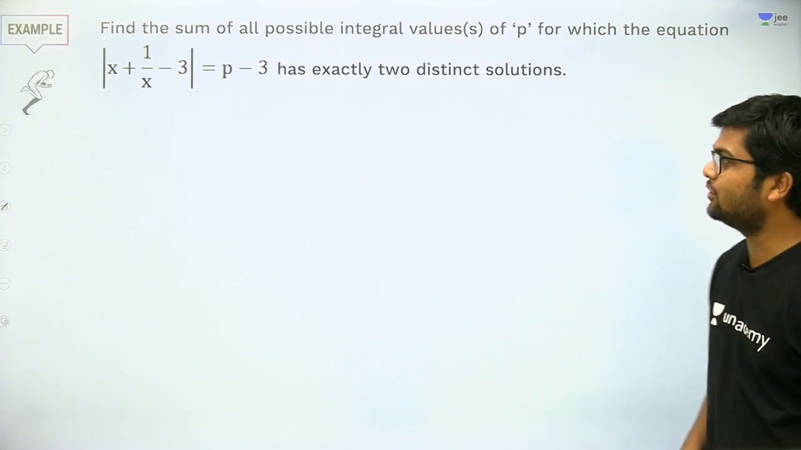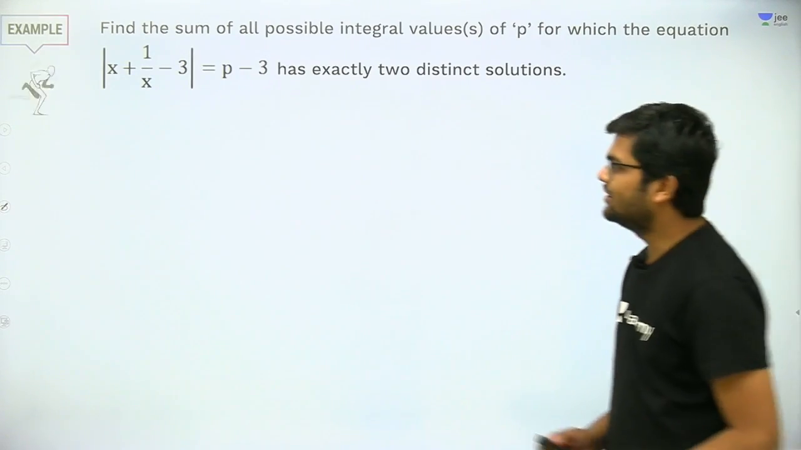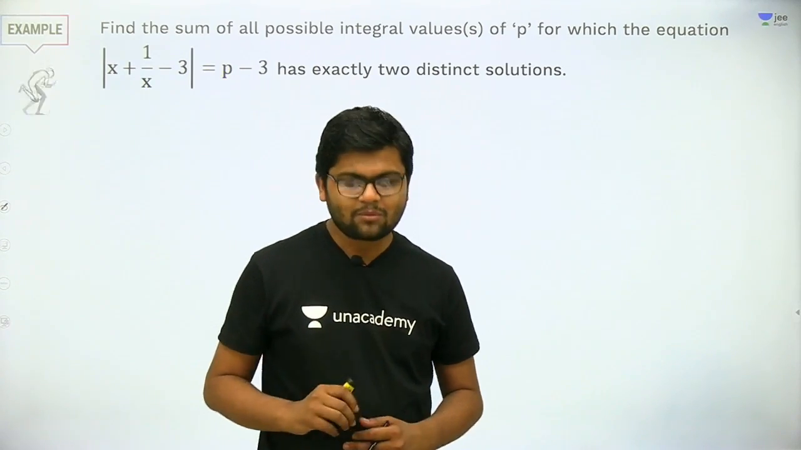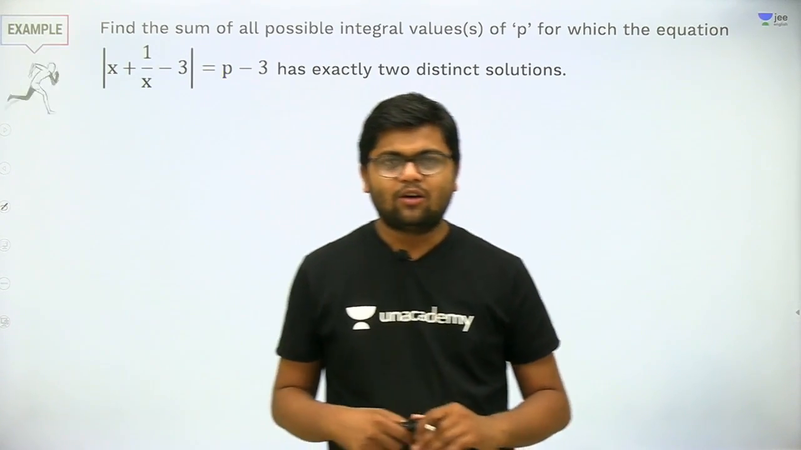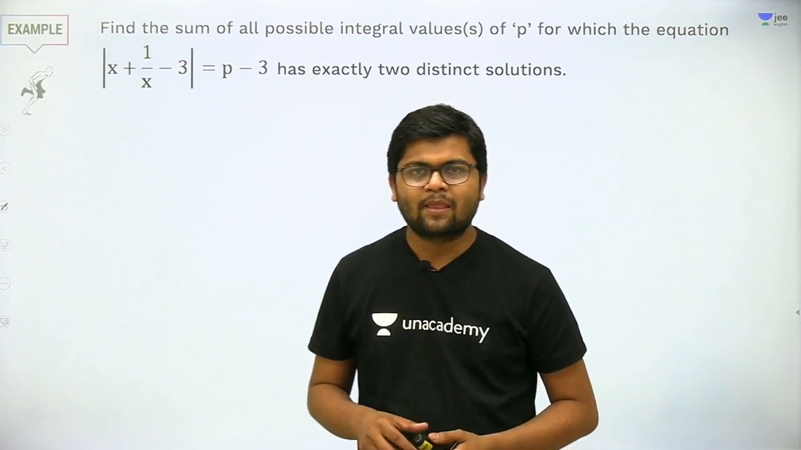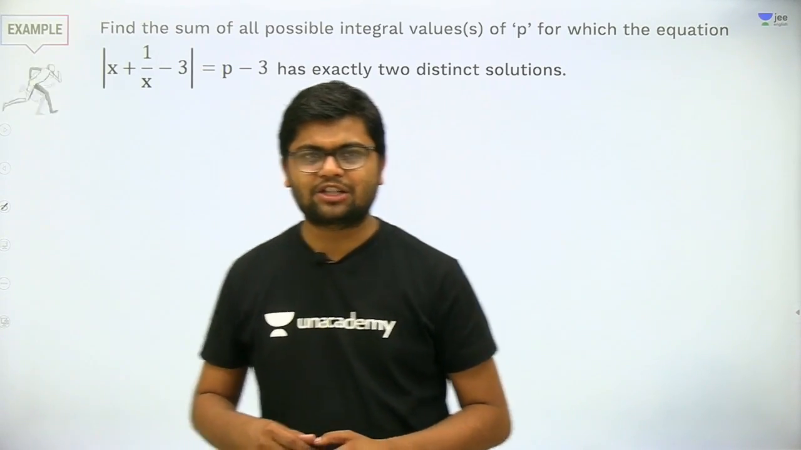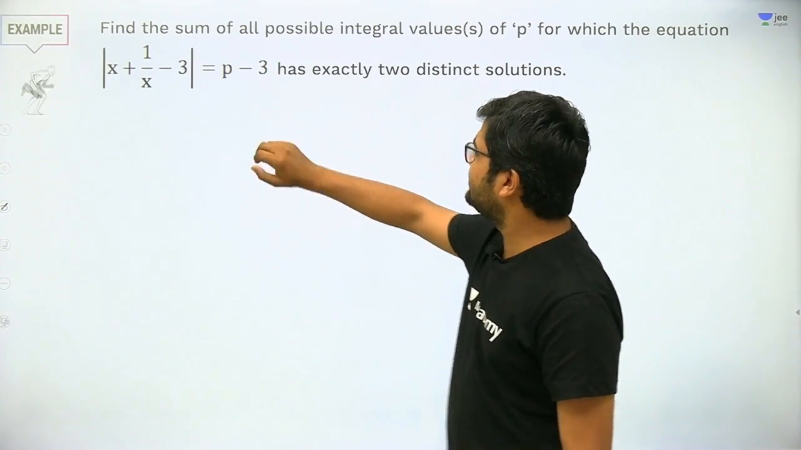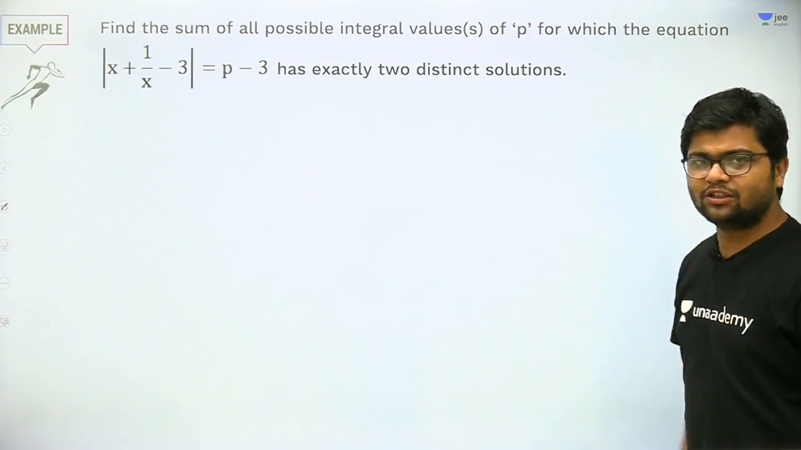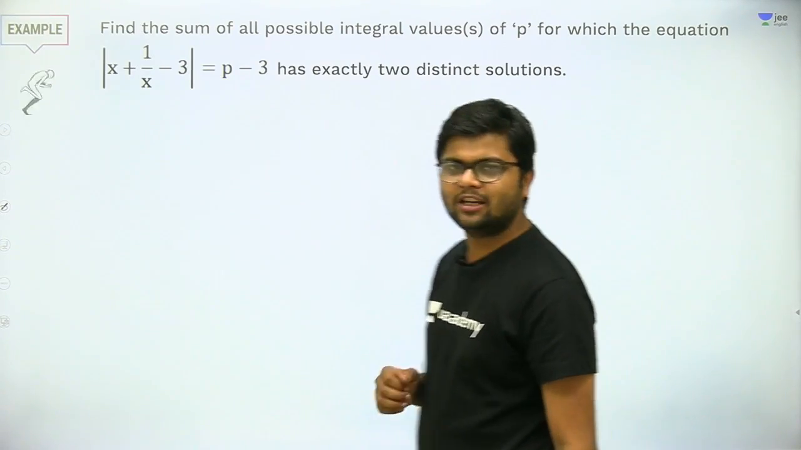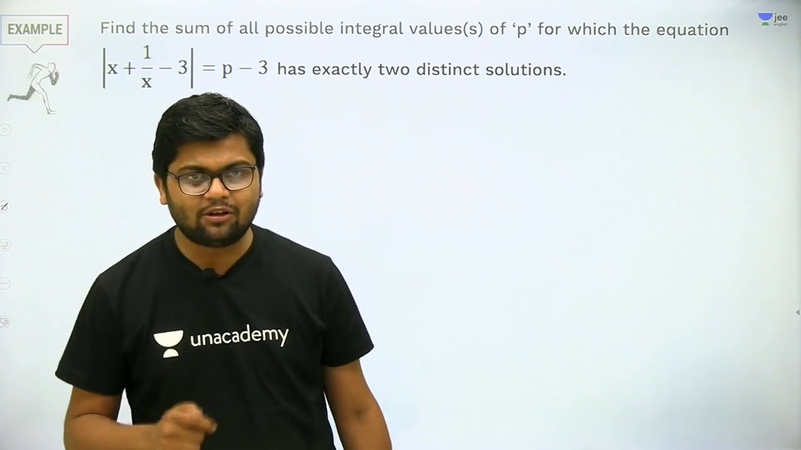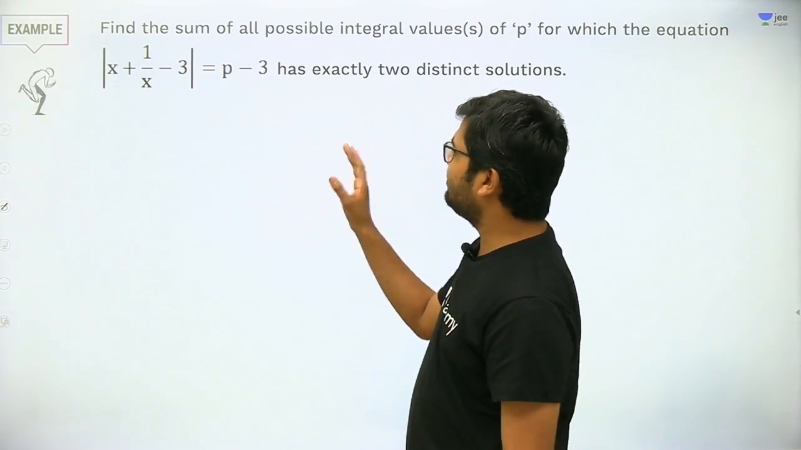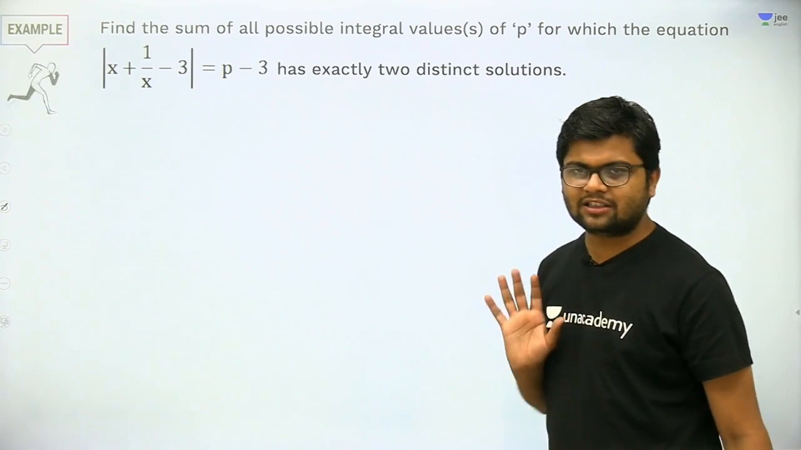Next question, a wonderful question. This is the best question of this session, I think. Find the sum of all possible values of p for which the equation modulus of x plus 1 by x minus 3 equal to p minus 3 has exactly two distinct solutions. Now there are multiple ways to solve this question. What I will do, I will plot the graph of the left hand side first, then I will plot the graph of the right hand side, then we will discuss the question.